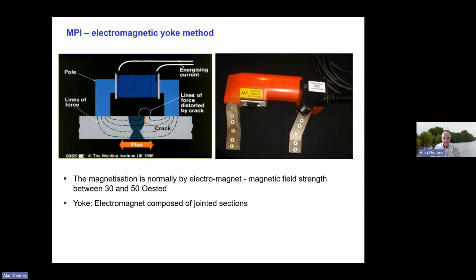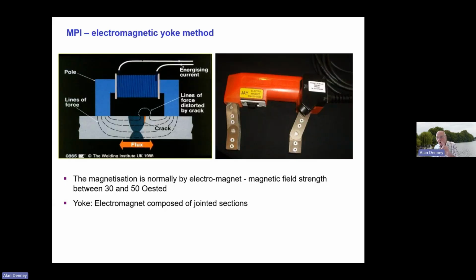And you can see there the crack marked and the flux leakage. And magnetic field strength is normally required to be between, I think this is old language, 30 and 50 Ørsted. I forget what modern units are, but anyway, in my day it was always Ørsted. So 30 and 50 Ørsted.